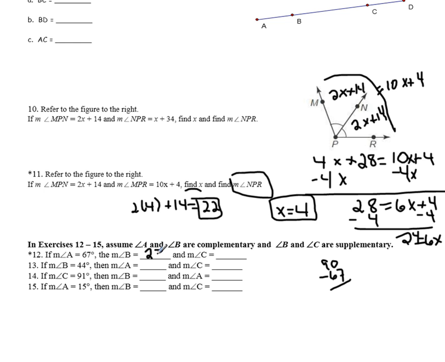Then it says angle B and C are supplementary. Supplementary means they add to 180. So I would do the similar type of thing, except I would start with 180 in my calculator, and I would subtract 23. Because now we're talking about angles B and C. And 180 minus 23 is 157.